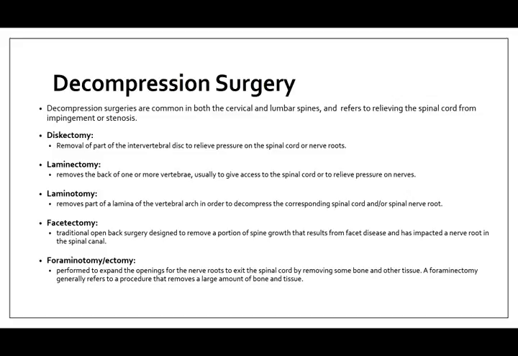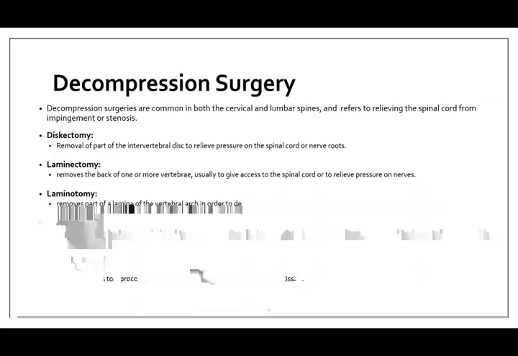A foraminotomy or foraminectomy is performed to expand the openings for the nerve roots to exit the spinal cord by removing some of the bone and other tissue. A foraminectomy refers to a procedure that removes a large amount of bone and tissue. And then finally there's a corpectomy. This is a surgery to remove the body of a vertebra as well as the discs associated with it, and that's likely due to degenerative disc disease or degenerative joint disease.